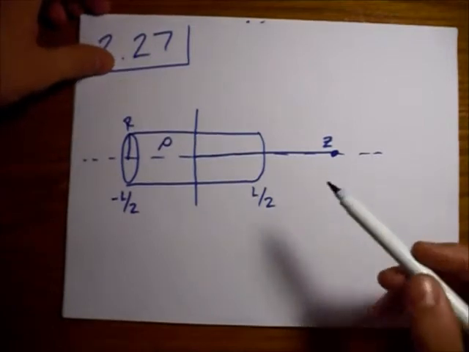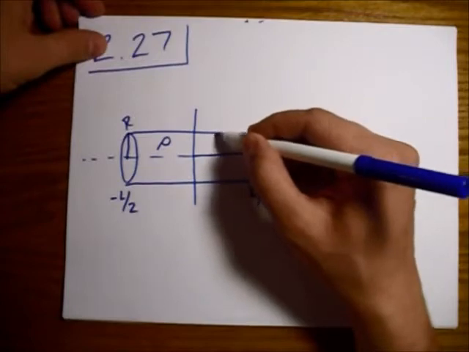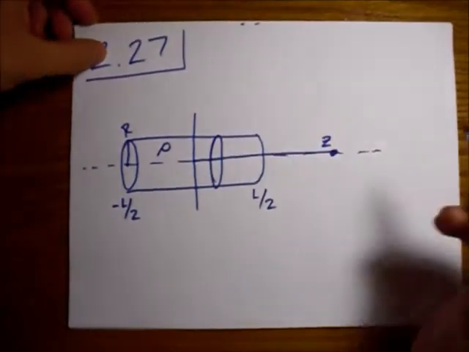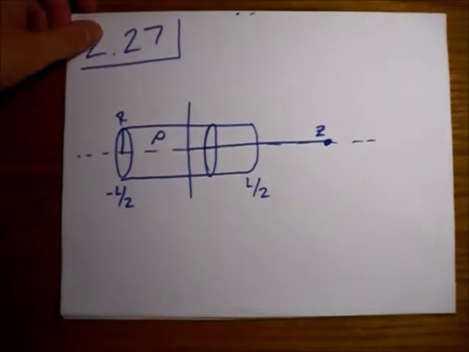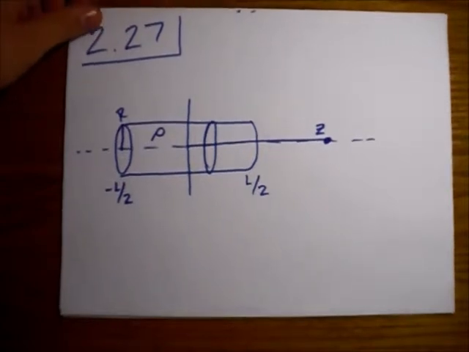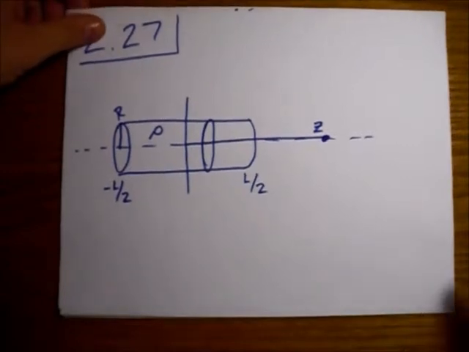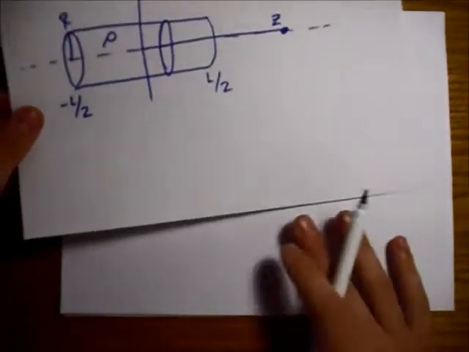So our strategy here is going to be, we're going to slice this up into little disks. And then just like in part C of problem 2.25, you can find the potential due to this uniform surface charge in a disk. Anyway, basically we've done it before, so let's do it again really quick.